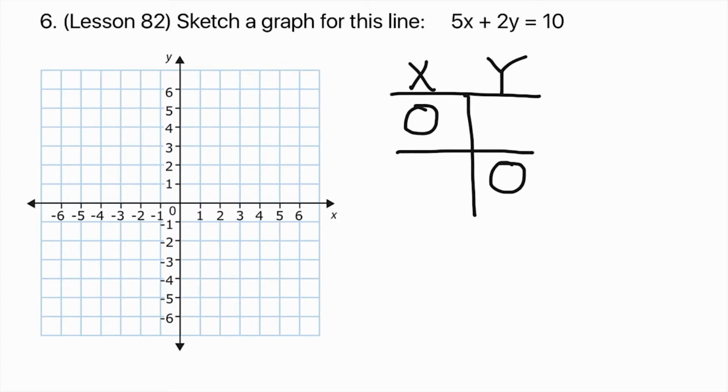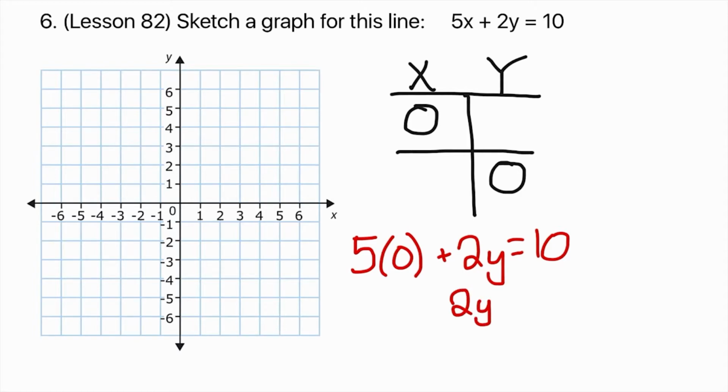So I'm going to go back to my original equation, 5, and then I'll plug in a 0 plus 2y equals 10. Now we know 5 times 0, that's just going to cancel out. So we have 2y equals 10. Divide both sides by 2. And we get y equals 5. So there's one point we can go ahead and graph.